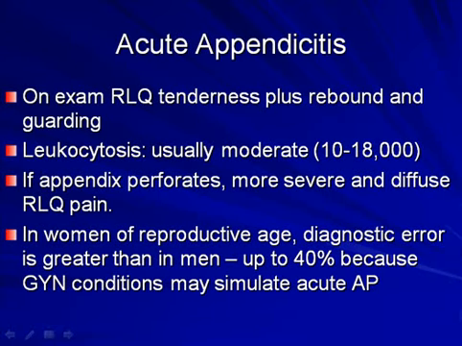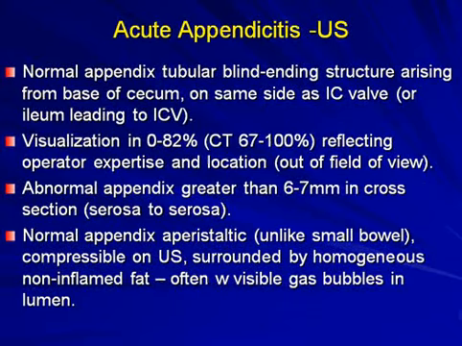This is why I have always argued that when we do pelvic sonography, we should look not only at the uterus and the adnexal structures, but also at the gastrointestinal tract structures that live in the pelvis. So in acute appendicitis, the sonographic findings are: a normal appendix will look like a tubular blind-ending structure arising from the base of the cecum, typically on the same side as the ileocecal valve.